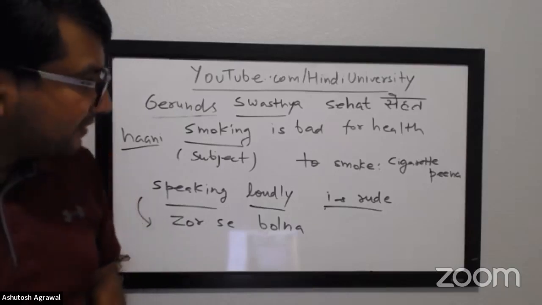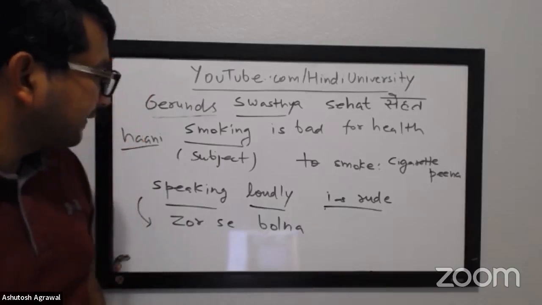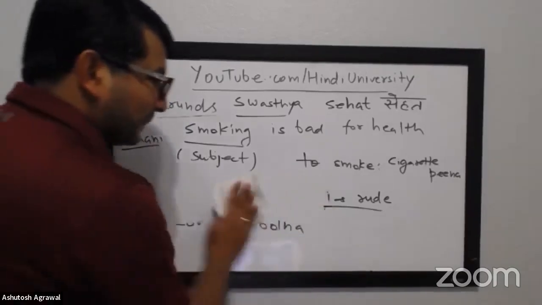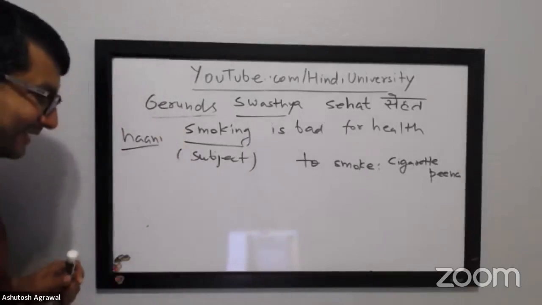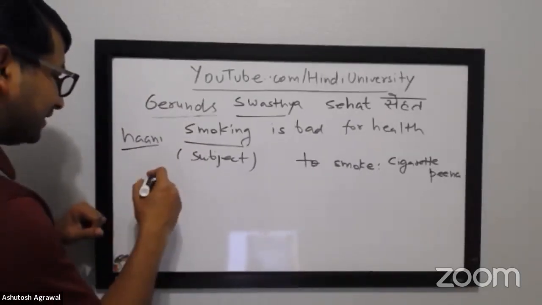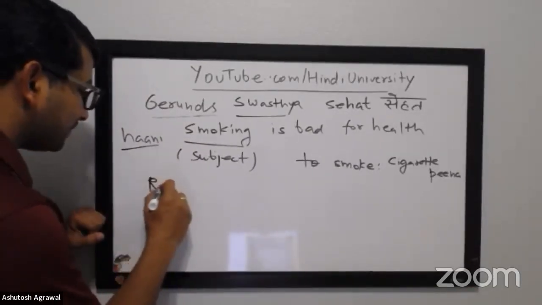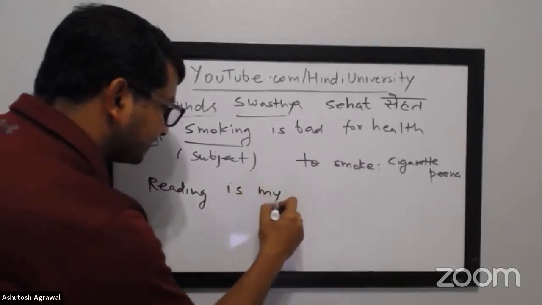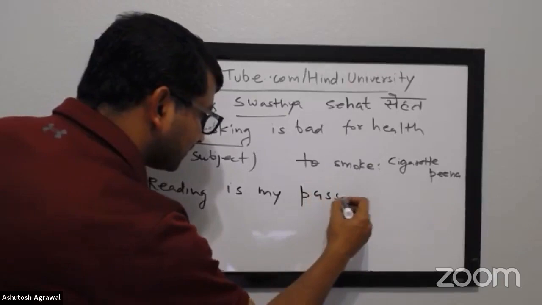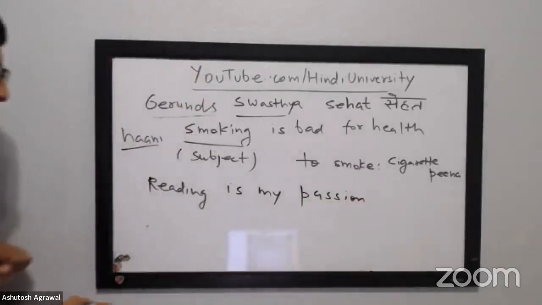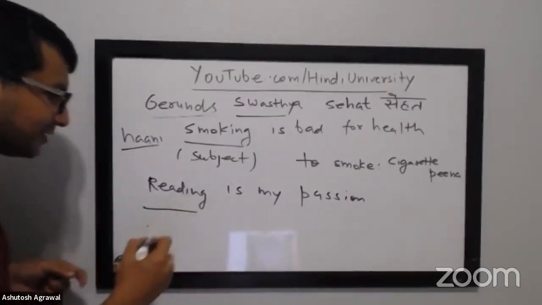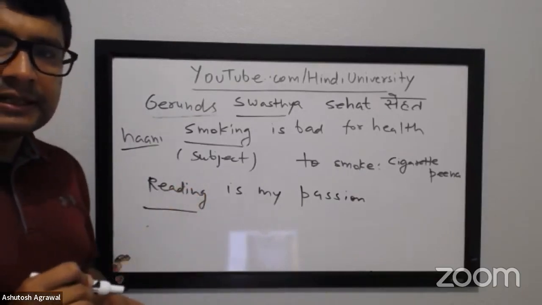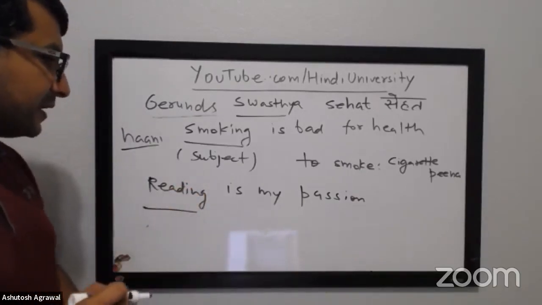I'll tell one. Yes, go for it. Padhna meri passion hai aur junoon hai. Very good. So you said reading is my passion. You can tell that she is not reading right now. So it's basically the verb that is being used as a gerund.